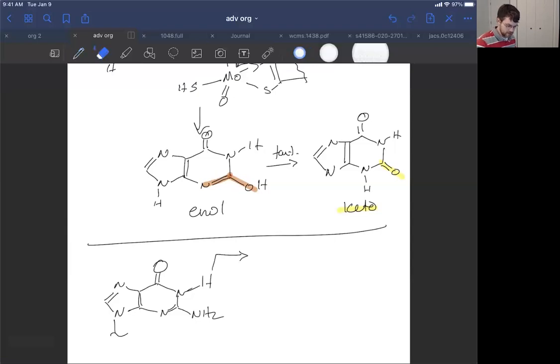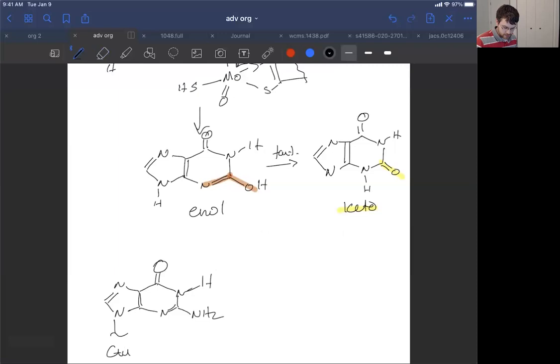That would be a nice header to these notes, wouldn't it? As opposed to a random arrow. But let's label this guanosine.